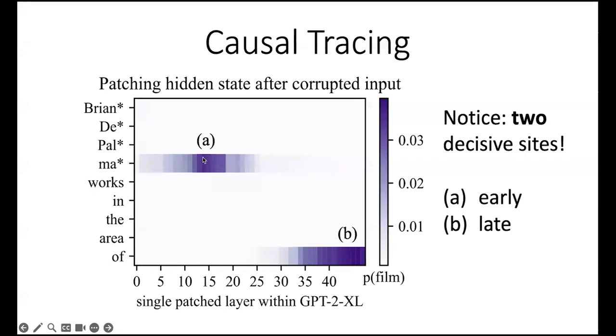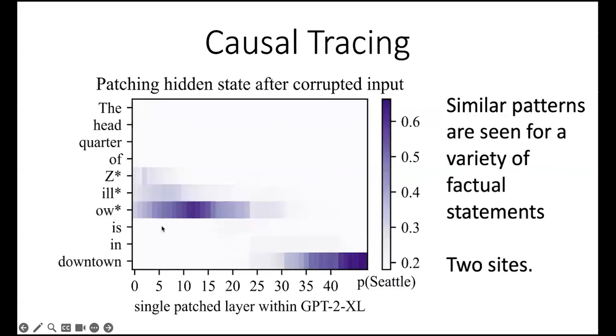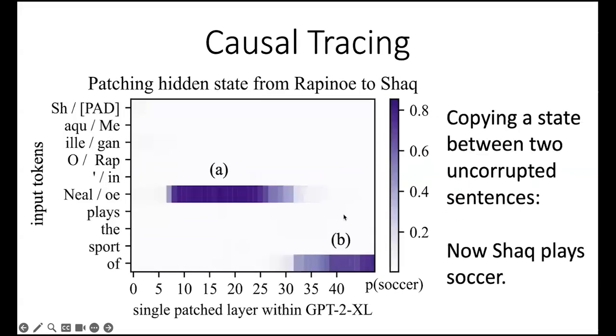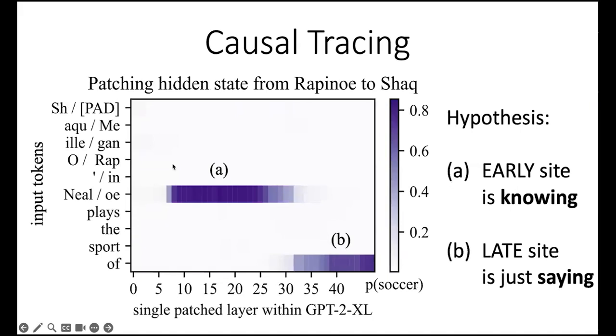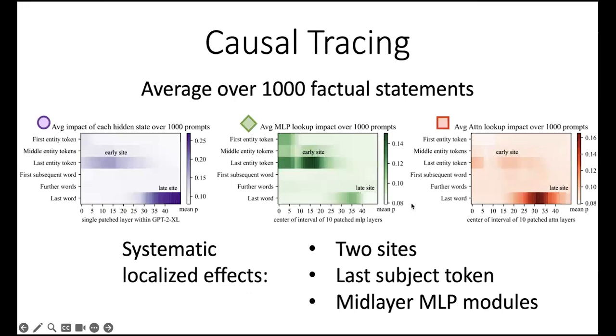What was shocking to us is that we had these strong effects much, much earlier in the network at site A. And so the hypothesis that comes out, and you see this in a lot of different examples where you've got this early site that has strong causal effects, it's very, very distinctive. The hypothesis is that this early site is where factual retrieval is happening. It's where we realize the difference between Shaquille O'Neal and Megan Rapinoe. That's the moment when the retrieval is happening, and it's just sort of translated into the word soccer at the late site.